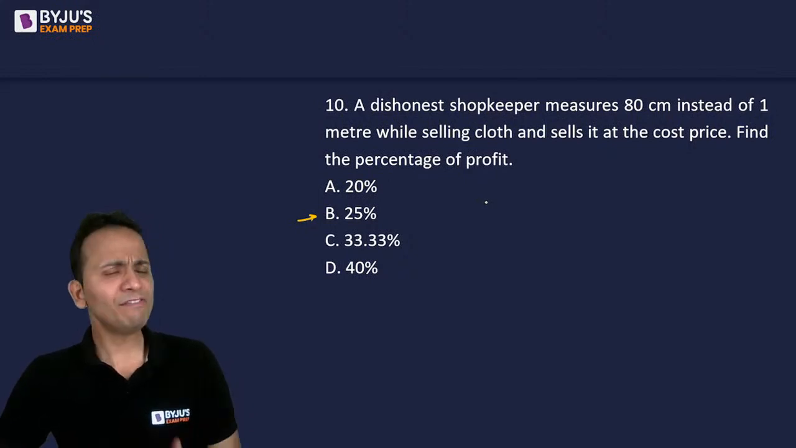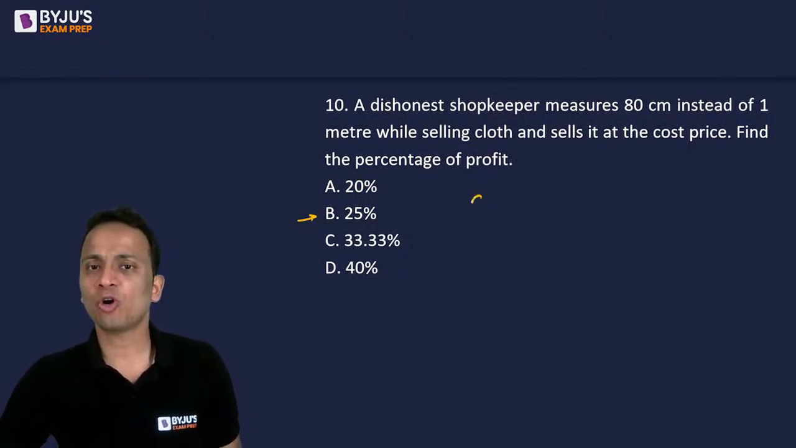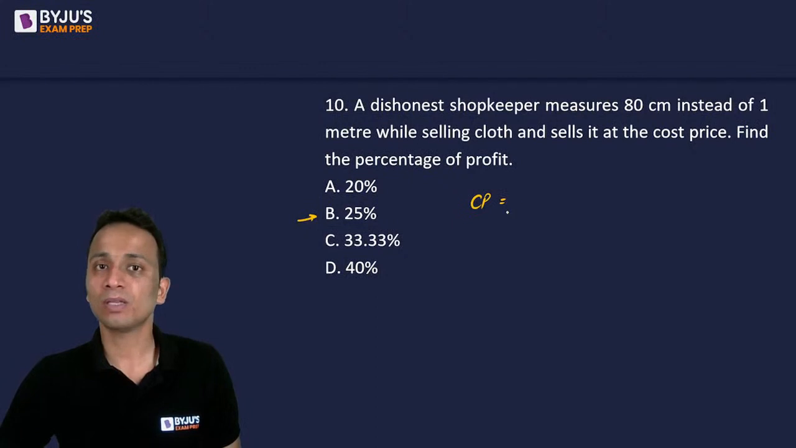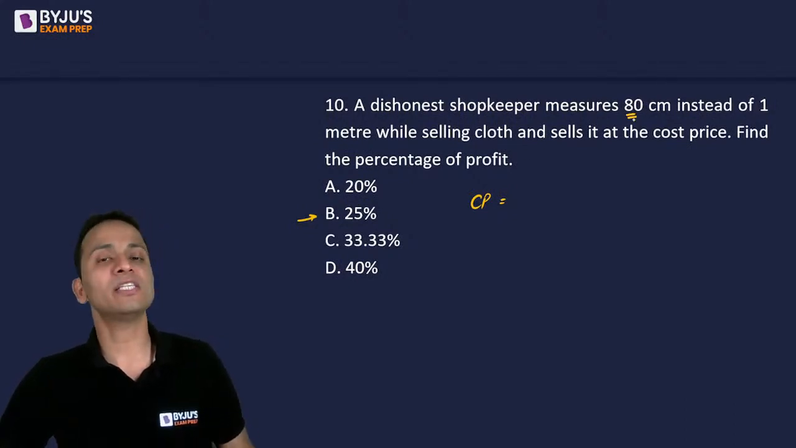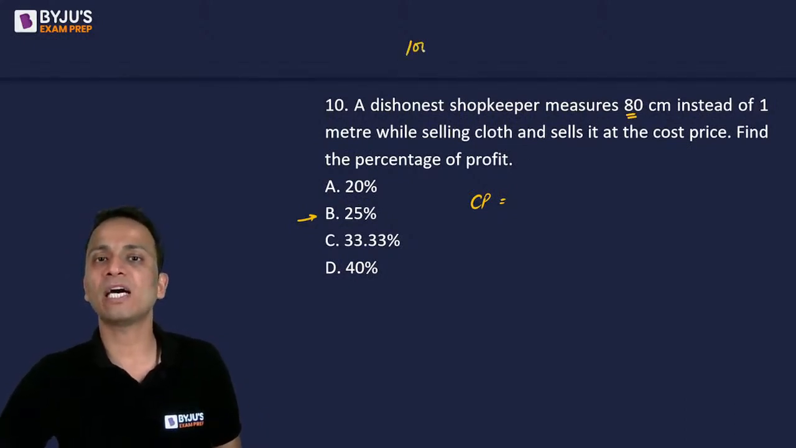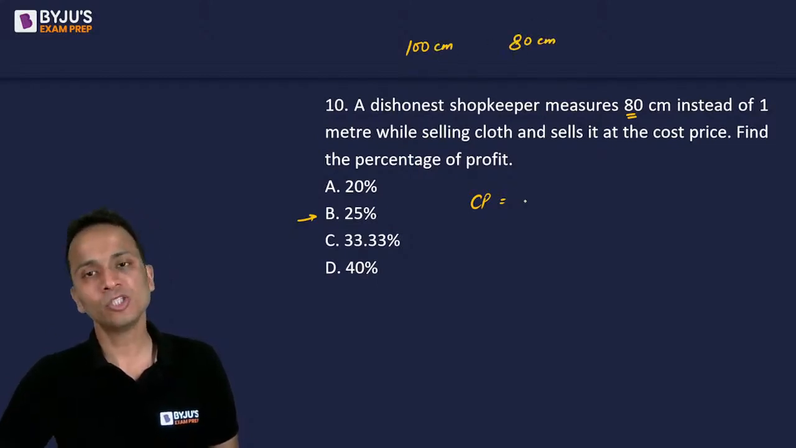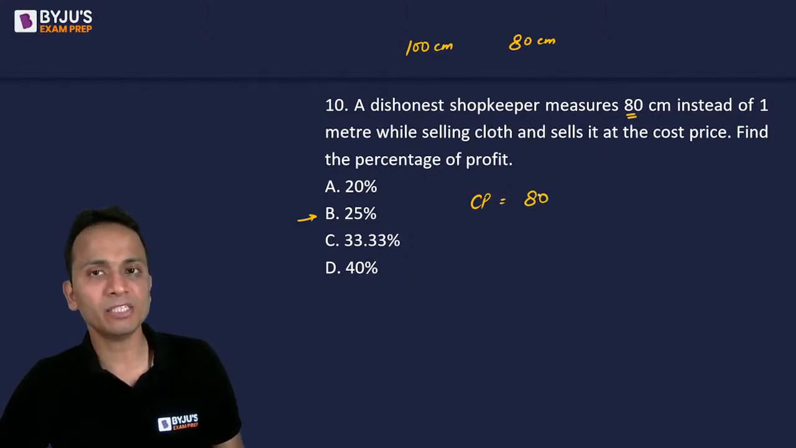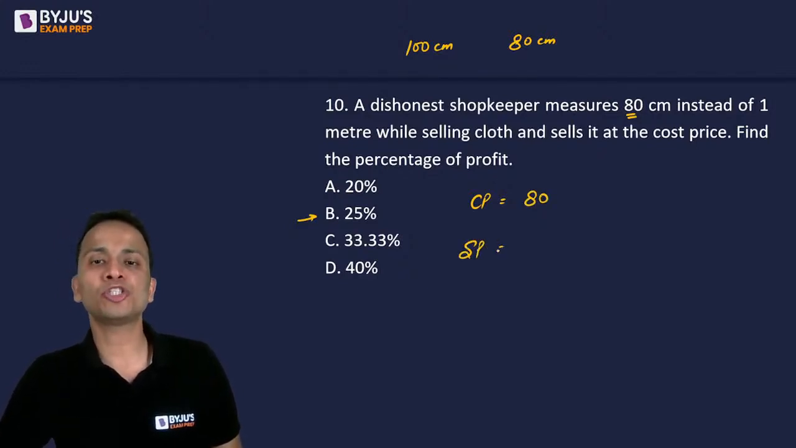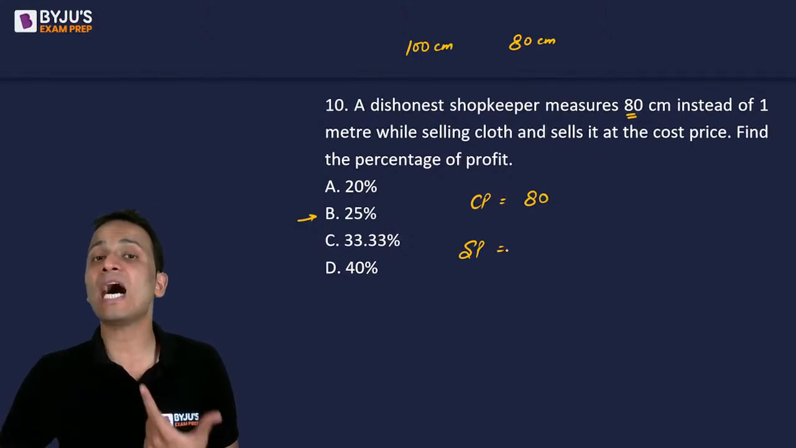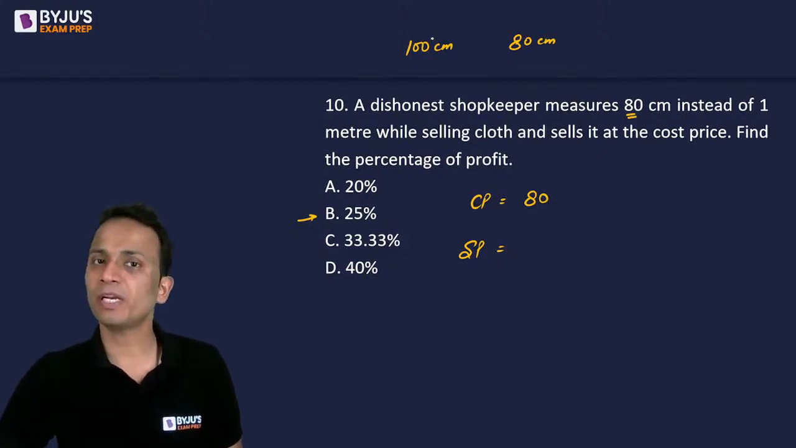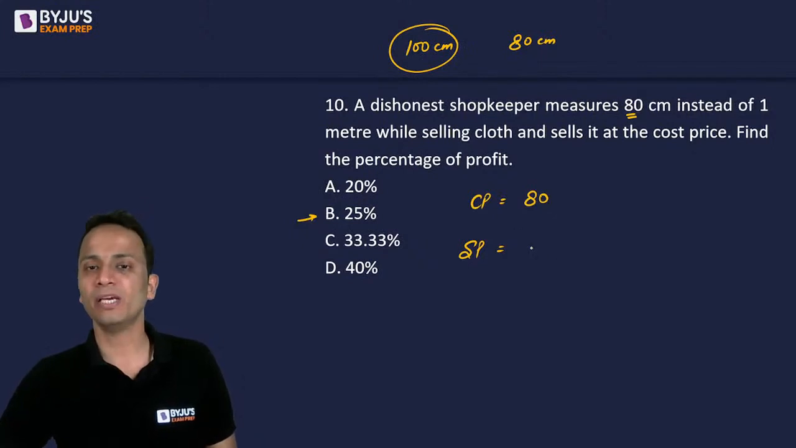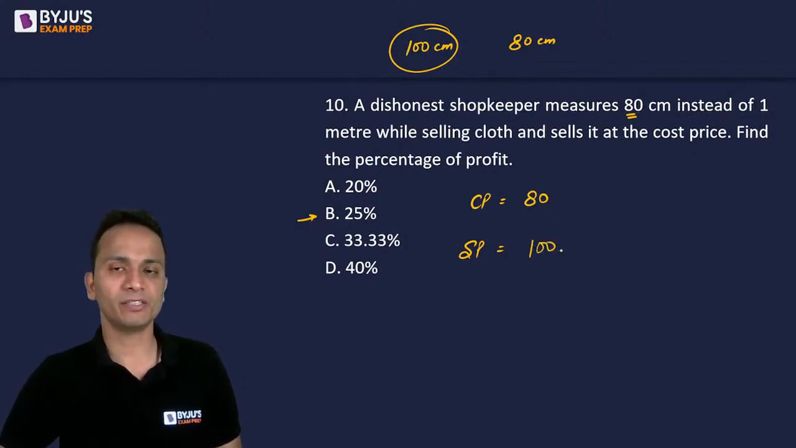Now, I've told in my previous sessions that the cost price will be according to what is actually given by the shopkeeper. Okay, now he measures 80 centimeters instead of 1 meter. So basically, customer has asked 100 centimeters and he is giving 80 centimeters, right? So cost price will be according to 80 centimeters, and the selling price should be according to what is being asked by the customer. So customer ne manga 100 centimeters. Okay, so selling price will be according to 100 centimeters, right?